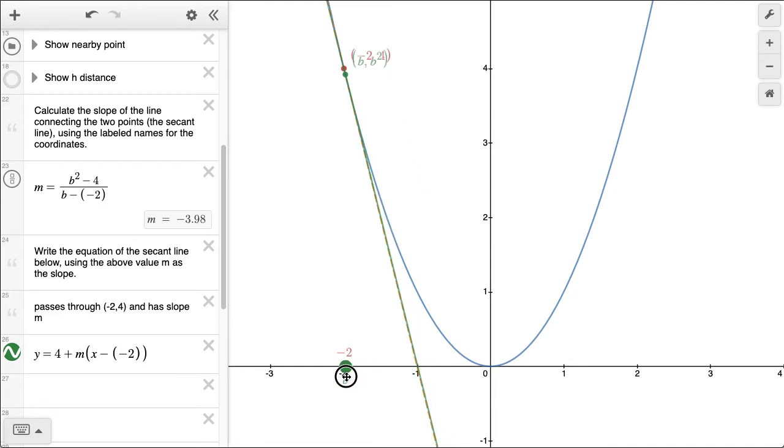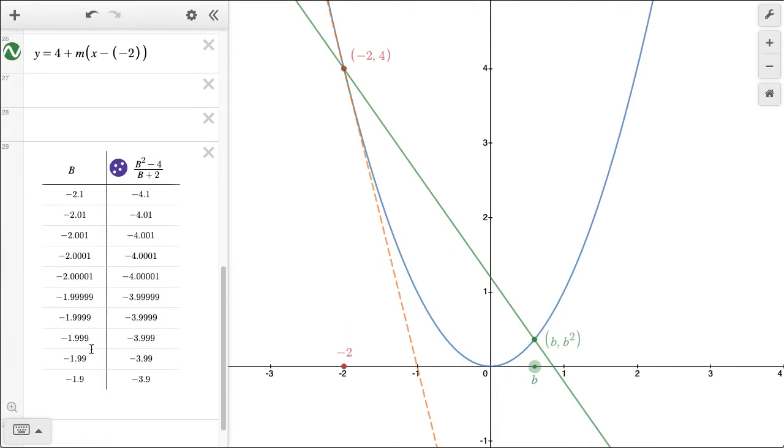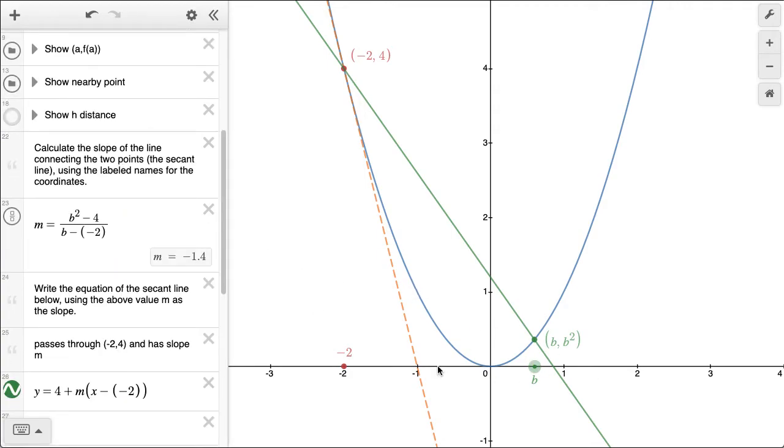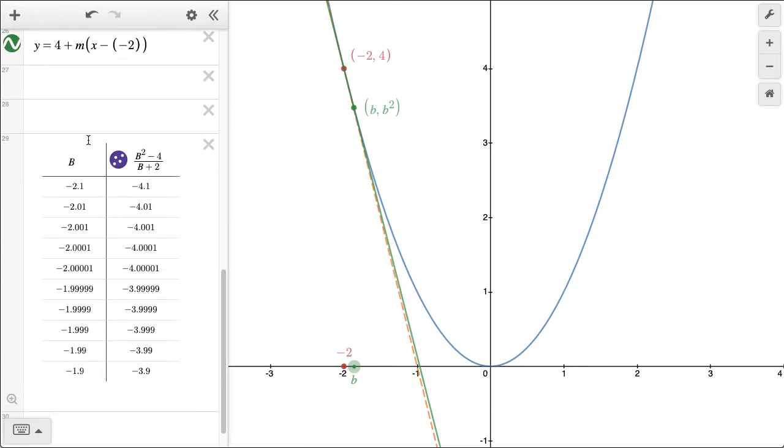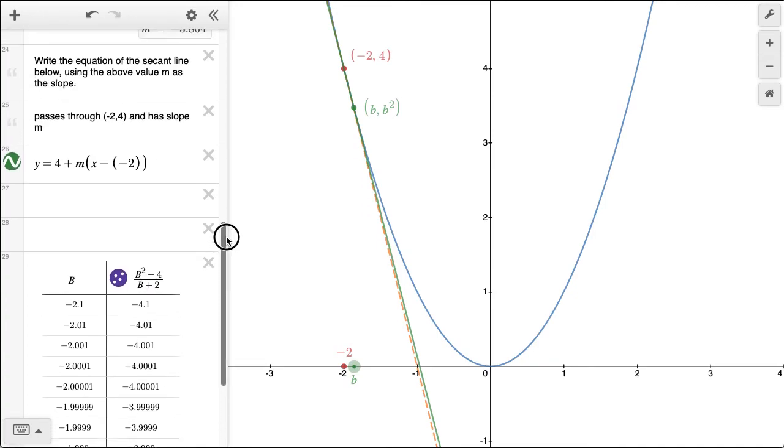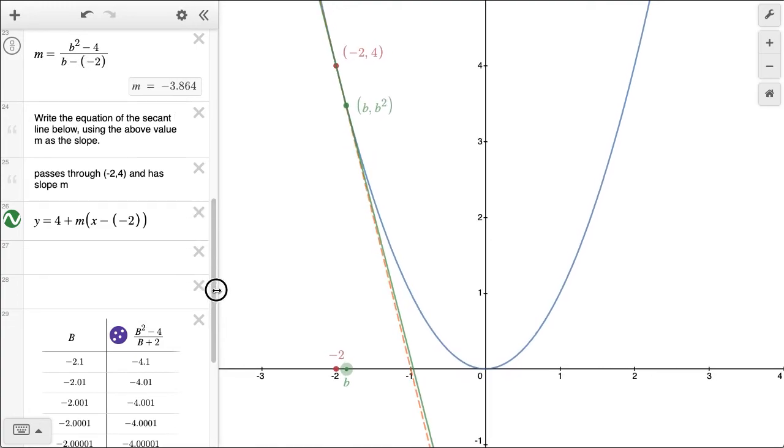Okay, and the closer we get b to -2, the closer that secant line comes to being a tangent line. And so we can actually check to see. I've made a table of values. You might have actually seen this when just looking at m here: as b gets closer and closer to -2, it looks an awful lot like m is getting closer and closer to -4. And so I made a little table of values here. I called this column capital B. It can't be the same b because that confuses the program. I did the same calculation, b squared minus 4 divided by b plus 2. That's b minus -2.